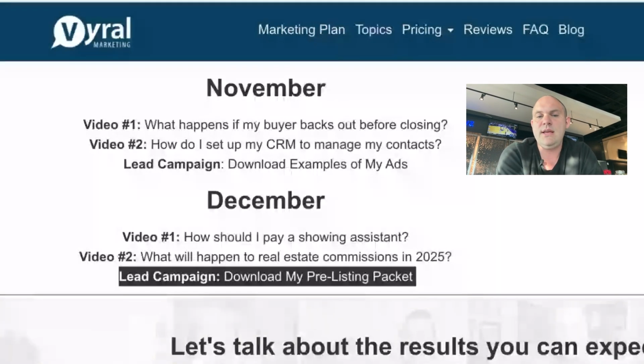And last but not least here, your third message of your 36 touch, your lead generation message as a real estate recruiter is to download your pre-listing packet. Here's the messaging. Hey, would you like to make sure you win more listings? A lot of it is set up before you even show up. And this is the packet.